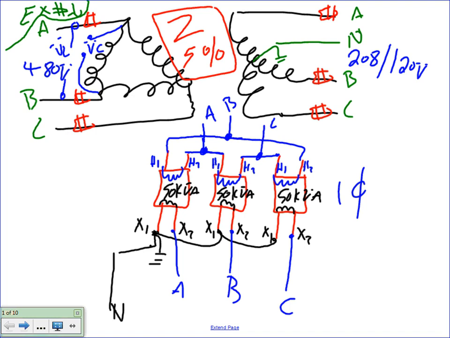So why do we start with the transformer? Because it all starts from the transformer. That's your valve. The utility brings the power into here, and they regulate how much power you can get inside your building by what size transformer they put outside for you.